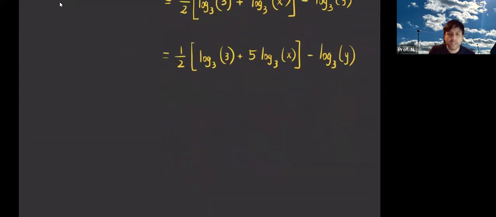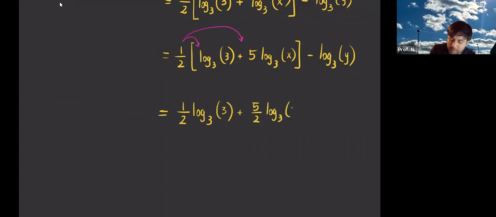And then what do I do? I take the 1/2 and I distribute it to everything inside. And I get 1/2 log base 3 of 3 plus 5/2 log base 3 of x minus 1/2 log base 3 of y.